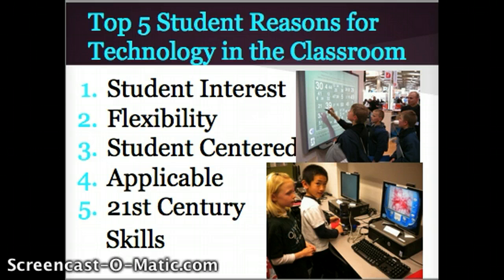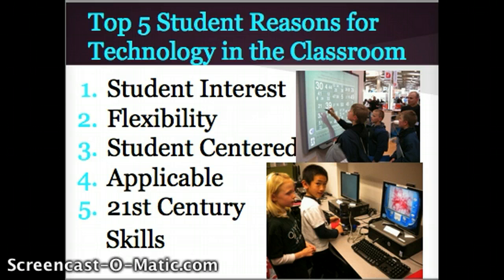Number 4, applicable. Technology is applicable in students' everyday lives. As we know, we all live in a digital society now, and they will all be digital citizens someday. Both higher education, workforce, and many aspects of daily adult life utilize technology. Students will need basic technology skills at the bare minimum in their adult lives.